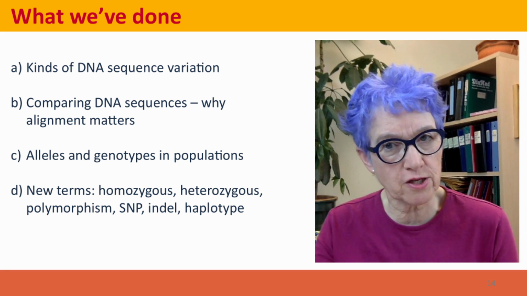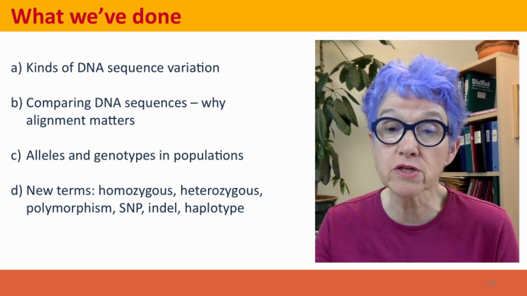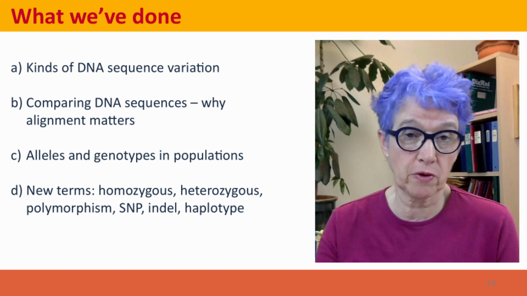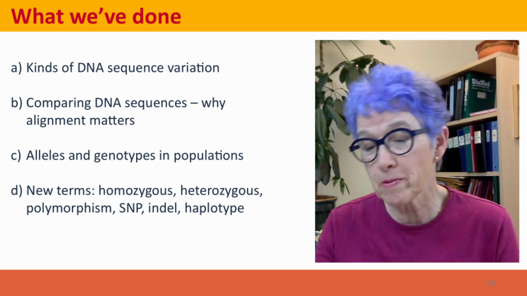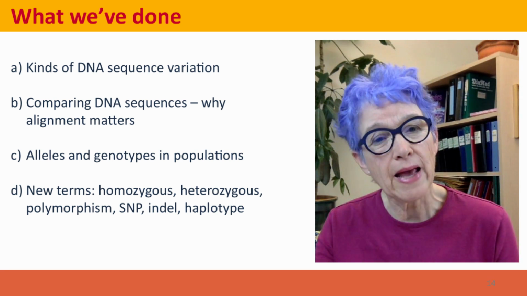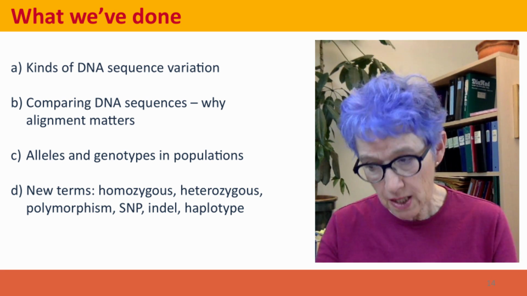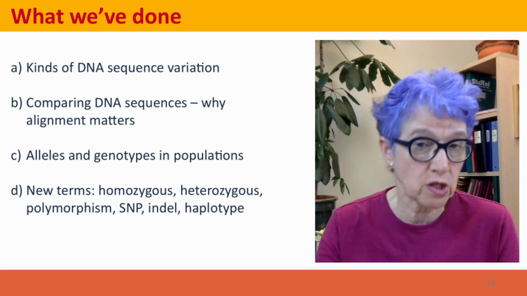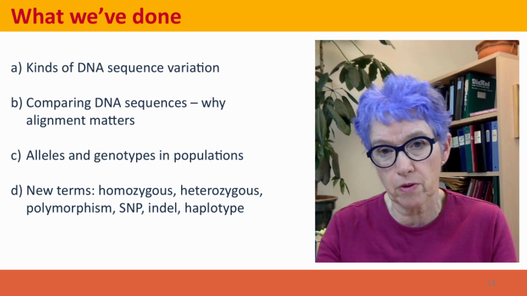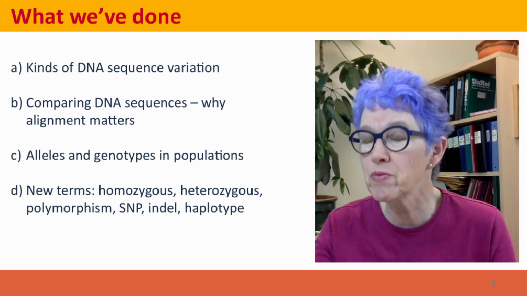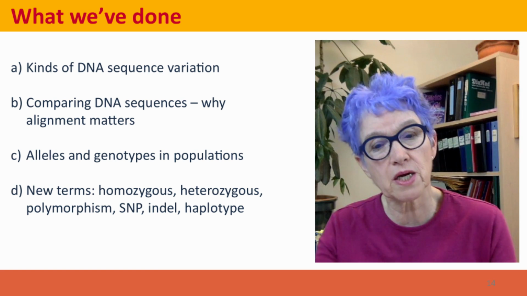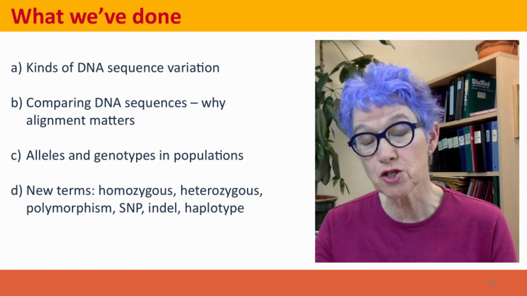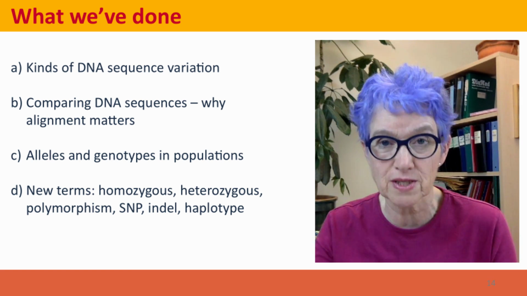So this has been a long lecture, the longest lecture of Module 1, and we've introduced a lot of new material building on the previous lectures. We talked about kinds of sequence variation, how we can compare DNA sequences, why it matters how we line up the bases because some sequence variation is changing the lengths of DNA sequences. We talked quite a lot about alleles and genotypes in populations. We did some calculations, and we introduced a number of new terms: homozygous and heterozygous, polymorphisms, SNP, indel, haplotype. These terms are going to come up again and again in the course.